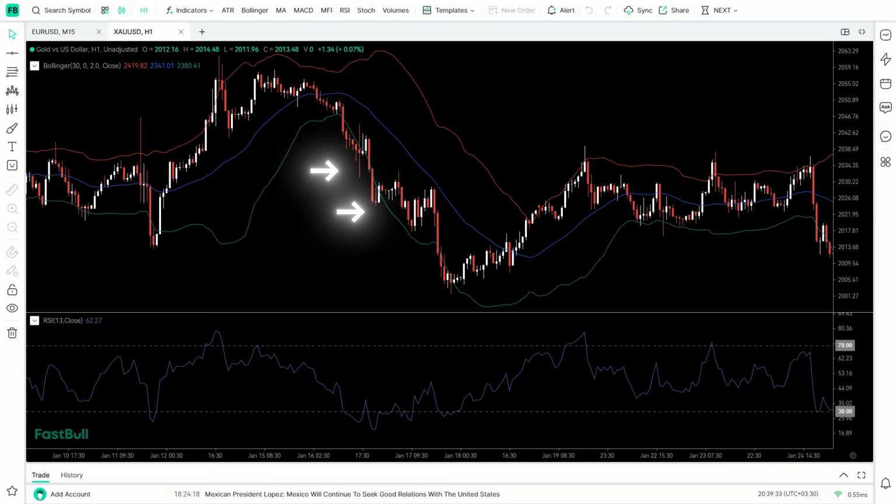To solve this issue, we are going to add one more requirement. You can only enter a trade if the RSI hits an extreme value.